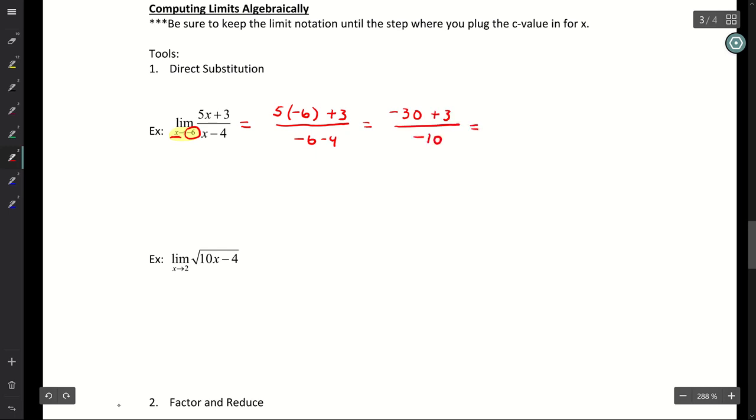We need to do negative 30 plus 3 first, so negative 27 all over negative 10. And then there, the negative divided by negative would be positive 27 over 10. I don't need you to change that to a decimal. It's reduced completely, so that would be your final answer.